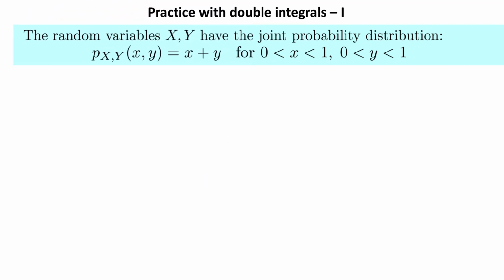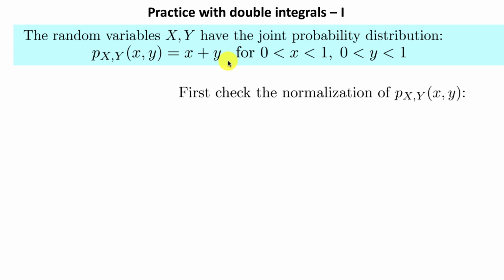As our first simple example, let us take the random variables x and y, which have the joint probability distribution x plus y, where now x is limited in its range. It doesn't take all values. It's in the range 0 to 1. Similarly, y is in the range 0 to 1. First of all, is this joint probability distribution that I've written down actually qualified to be called a joint probability distribution? We'll have to check that.